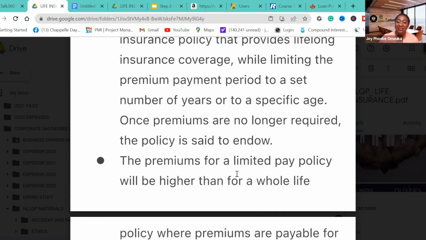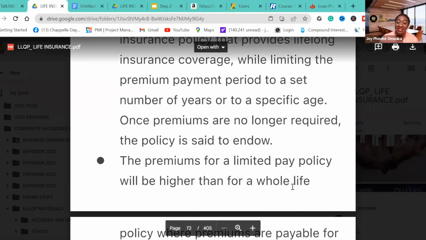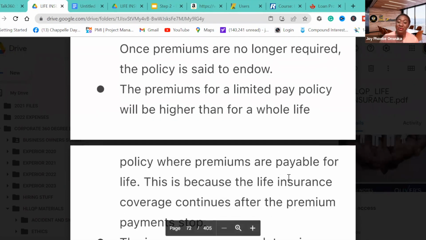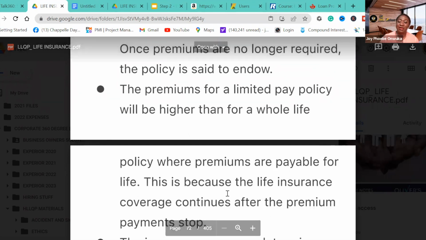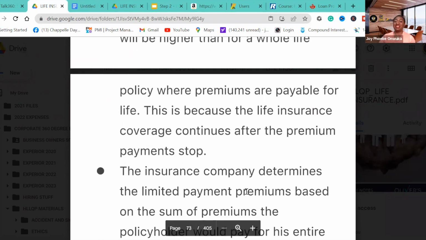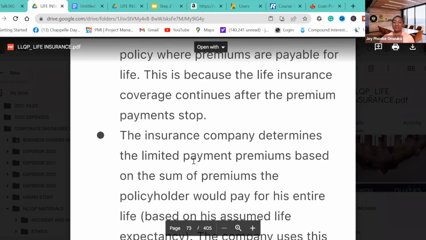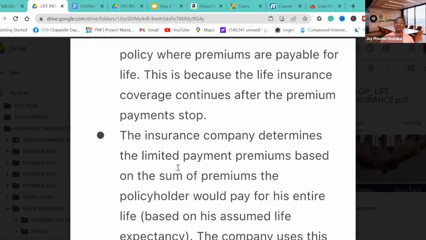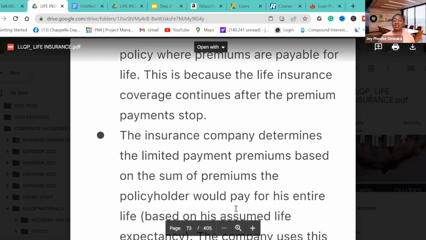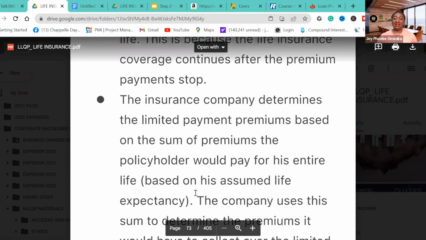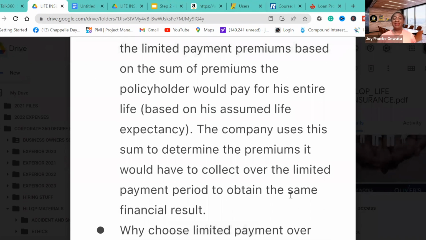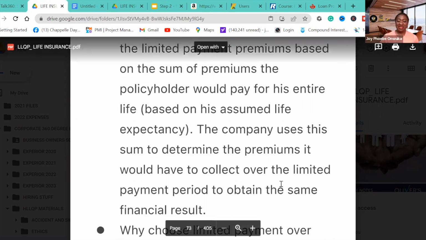Now, the premium for a limited pay policy will be higher than the whole life policy where premiums are payable for life. This is because the life insurance coverage continues after the premium payment stops. The insurance company determines the limited payment premium based on the sum of premiums the policyholder will pay for his entire life based on his assumed life expectancy. The company uses this sum to determine the premium it will have to collect over the limited payment period to obtain the same financial result.